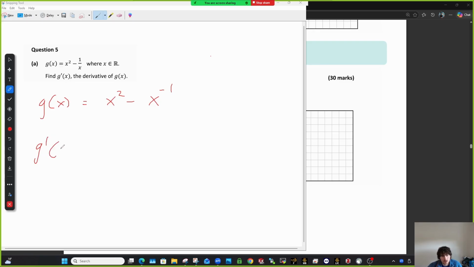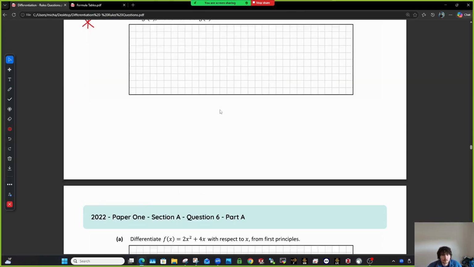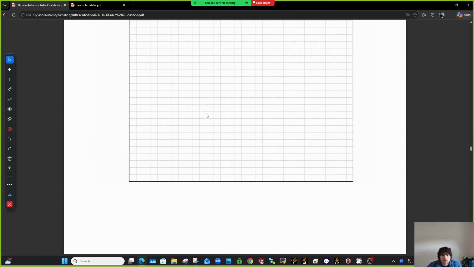So g dash x equals 2x minus, so you multiply it down by the power, so that'll give it a plus now, and then it's x to the minus 2. Okay, so hopefully people are okay with that, and then you'd rewrite that as 2x plus 1 over x squared. Okay. Yeah, that's fine. Keep moving.